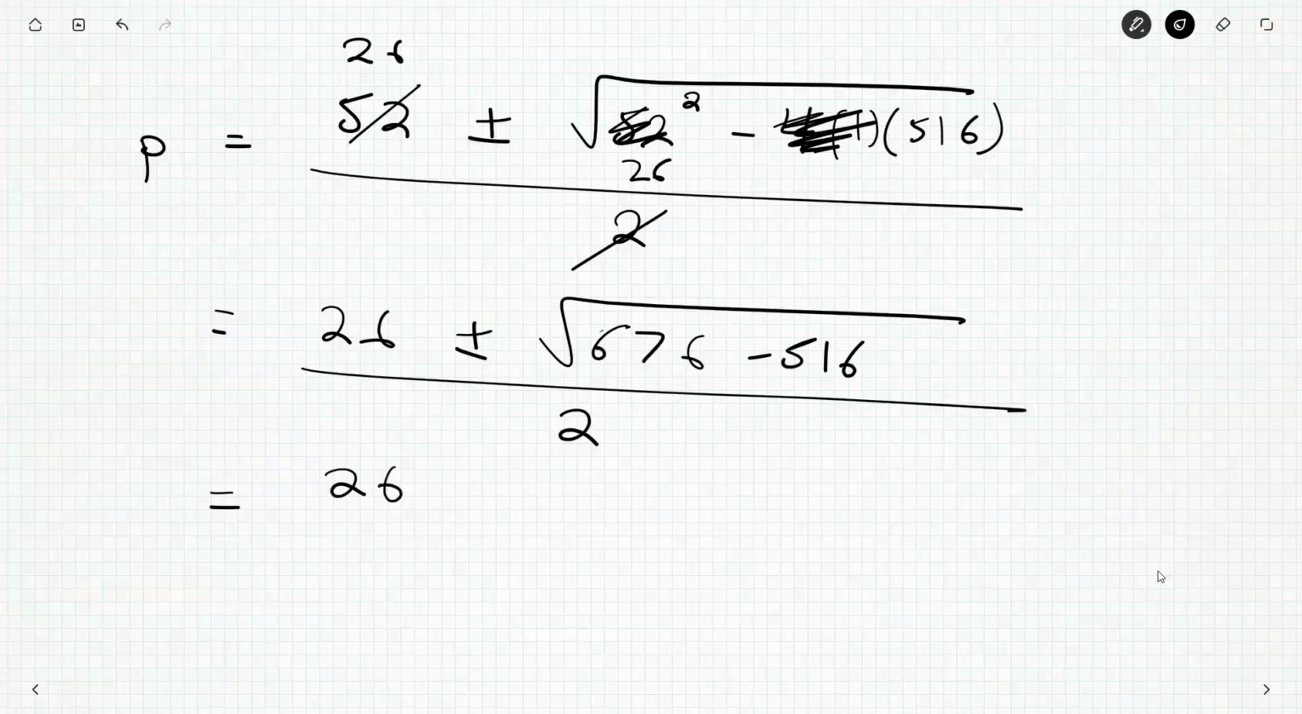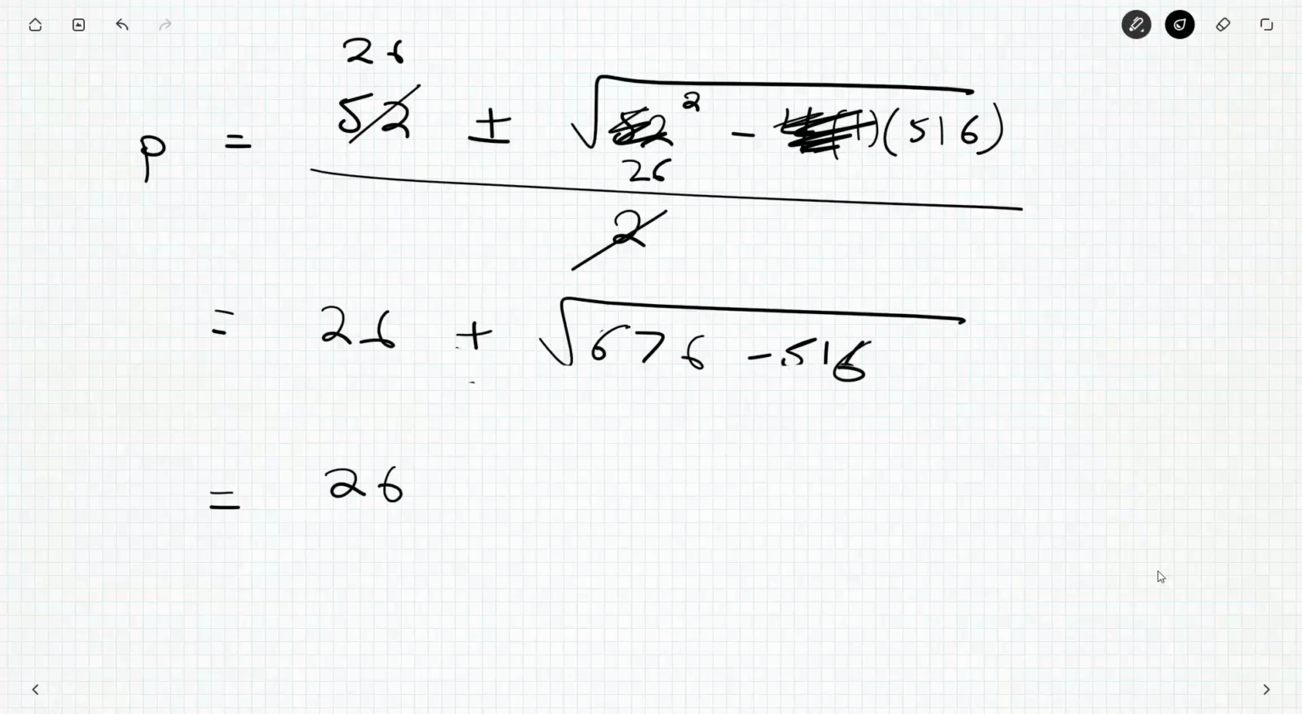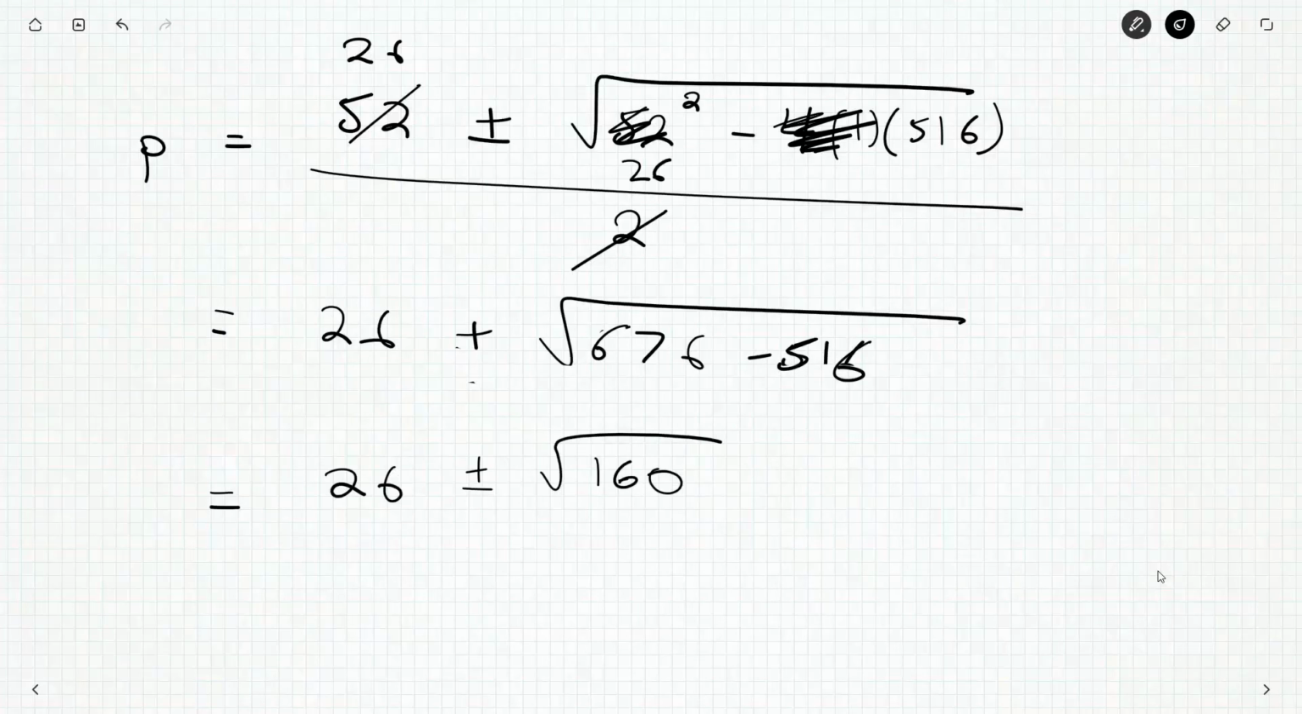But we'll do... Oh, and we don't need over 2. We got rid of the over 2. But the 516 can turn into... So the 16 and the 76 there, so it'll be 660 minus 500. So it'll be plus or minus square root of 160. Which I'm sure we can cancel something out. I can bring out a factor of 16. 26 plus or minus 4 root 10.